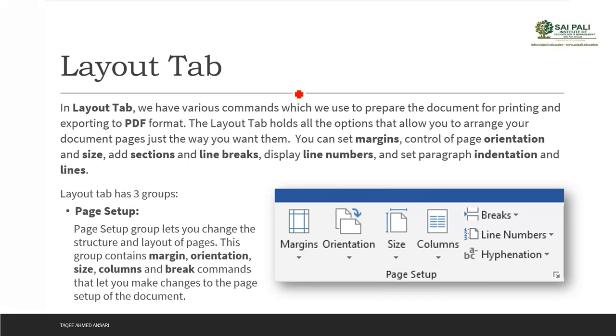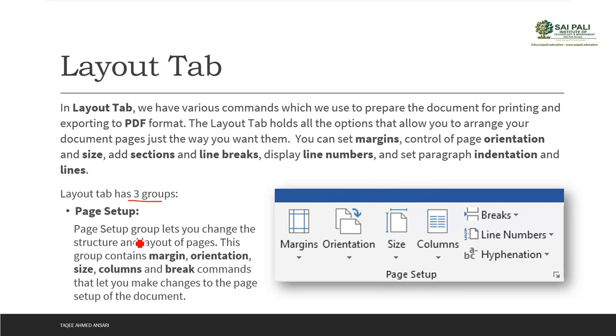Now this Layout tab holds all the options to manage your page margin, orientation. You can manage the size, you can manage columns, you can manage the breaks, where you want to break your document and all that. It will also give you the option to do indent, and options to manage the spacing of paragraphs. So this tab is all about managing how you want to print your document. This tab has only 3 groups.